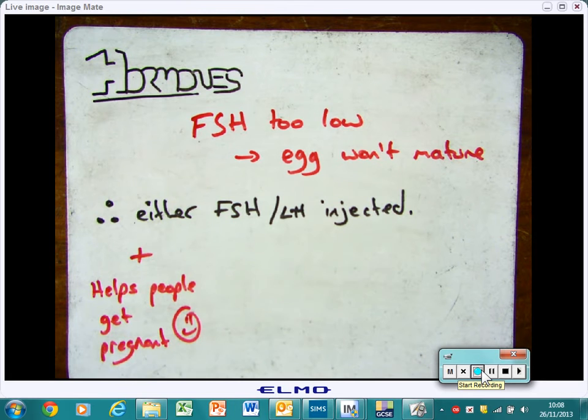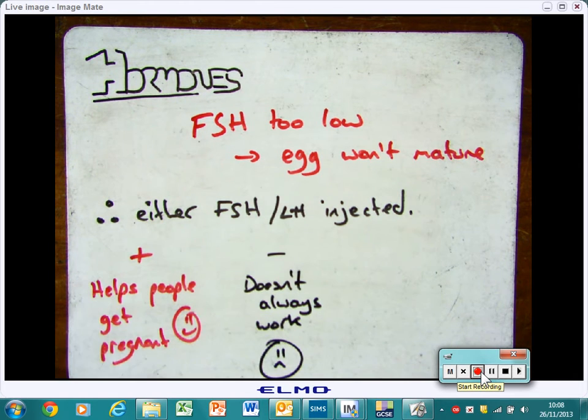One of the key things is it doesn't always work. Sometimes you can put in as much of the hormone as you want, but it won't work. Some people just can't get pregnant. And sometimes it can have the opposite effect. It can produce too many eggs, and you can get multiple pregnancies, so twins, triplets, which if you're only going for one, could be a bit of a nightmare.